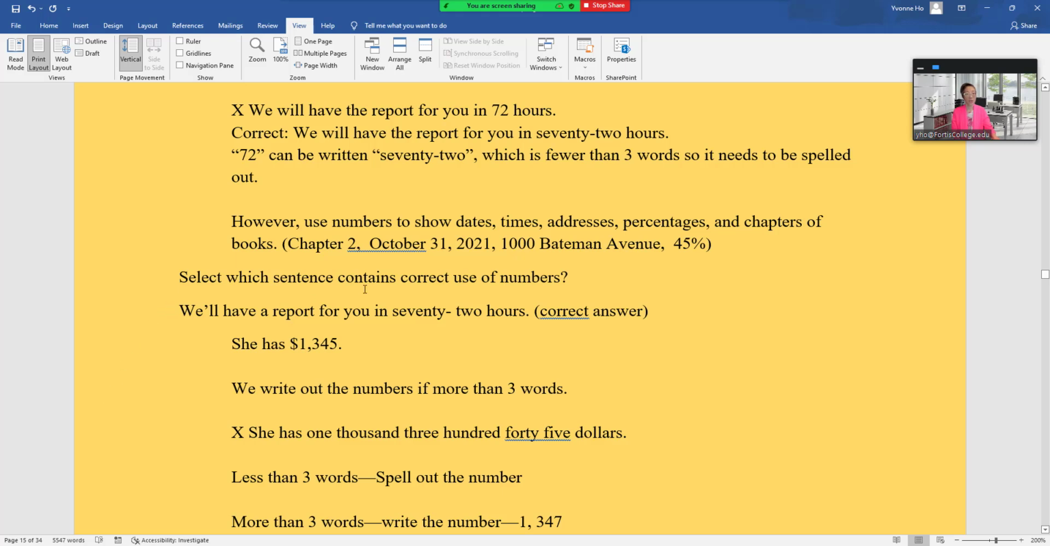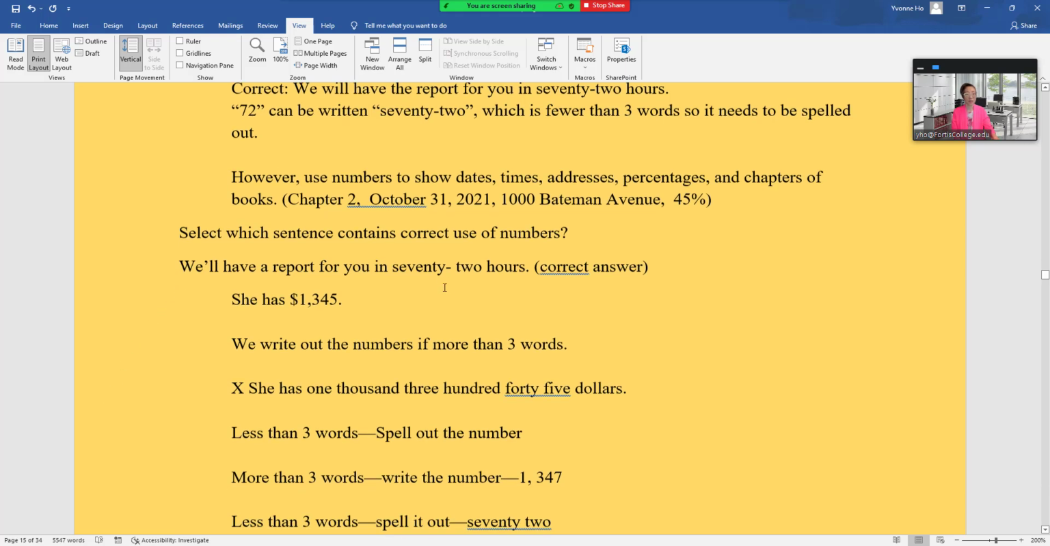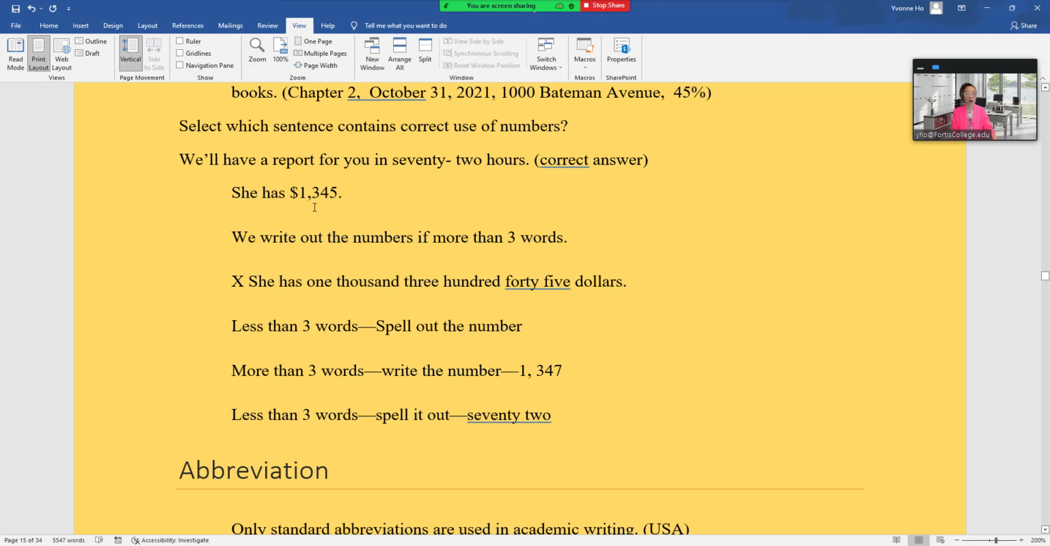So select which sentence contains the correct use of numbers. So when you have large numbers, that's another way of remembering. If you have a large, long number, then we tend to write it out. If it's like 1, 2, 3, 4, 5, 6, 7, 8, 9, 10, we don't write. We just write out the words, you know. So she has $1,345. So here we write out the number. So we write out numbers if more than 3 words.